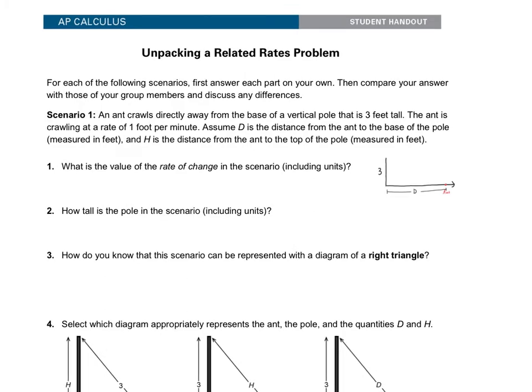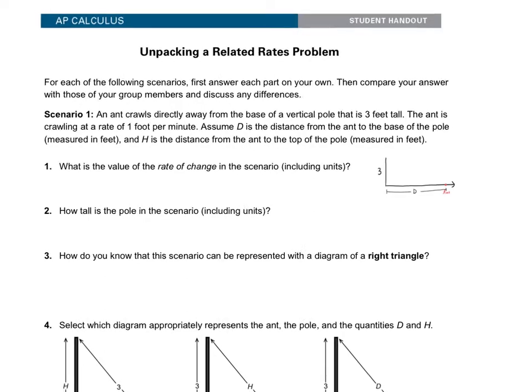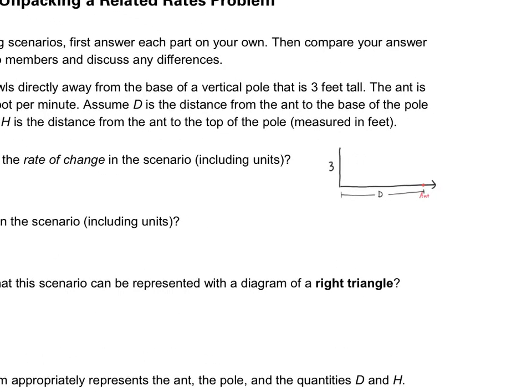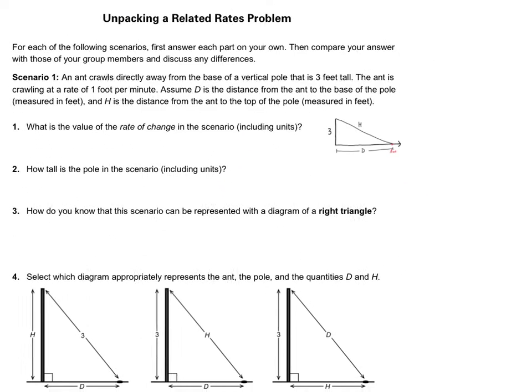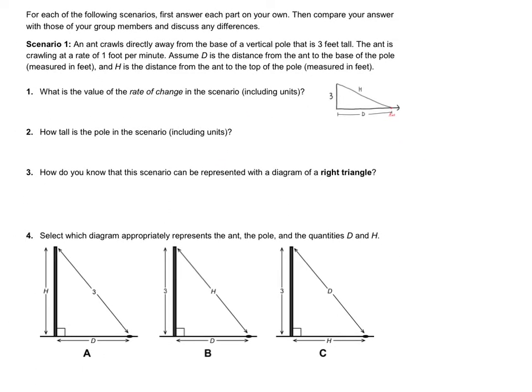Assume d is the distance, and h is the distance from the ant to the top of the pole. From the ant to the top of the pole, I call that h. All right, then we can already see like number 4. We can already see B is going to be the drawing. So let me see.